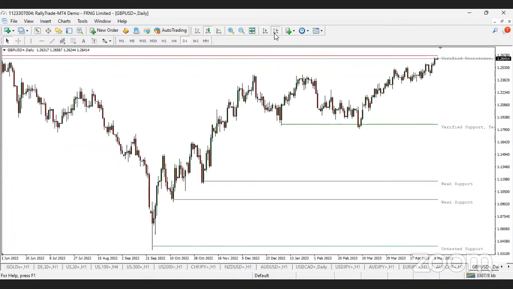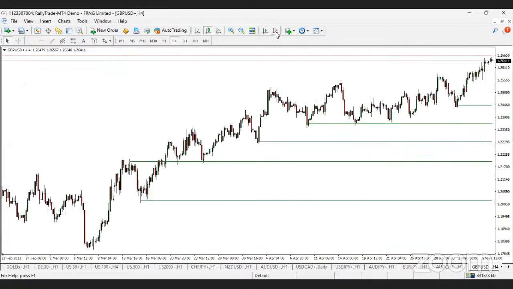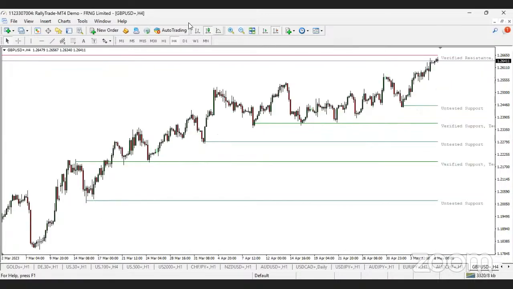On the daily time frame, British pound USD is at horizontal resistance. So right now, a buy for a long-term trade is extremely late. We can't buy right now. This price is on horizontal resistance. And let's not forget, the UK is on holiday. It's a bank holiday.